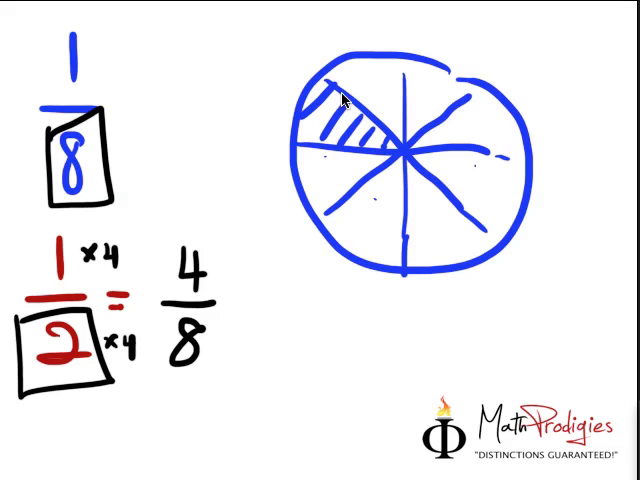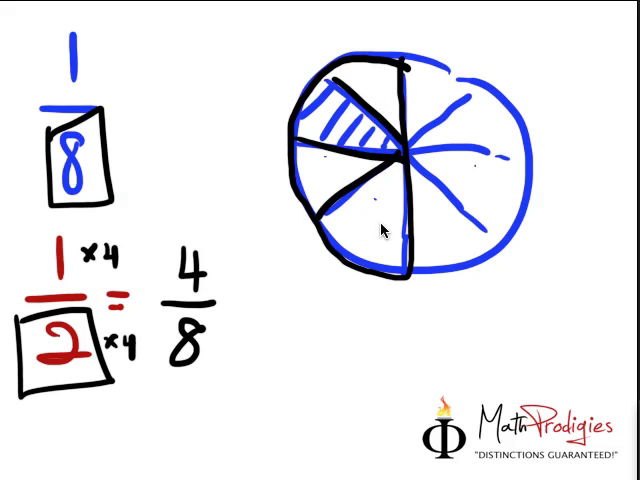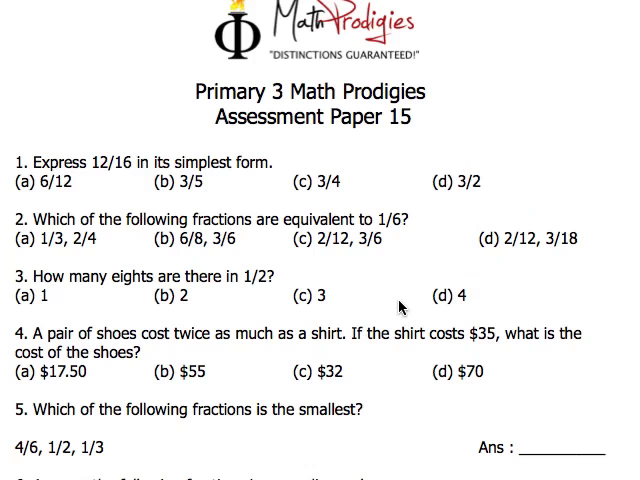Something to note here, the prata here is actually half. Half is actually equal to 1, 2, 3, 4, 4 eighths. So the correct answer is 4 eighths. Ta-da! So the answer is D.